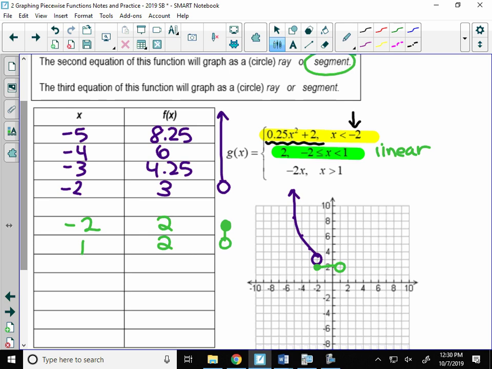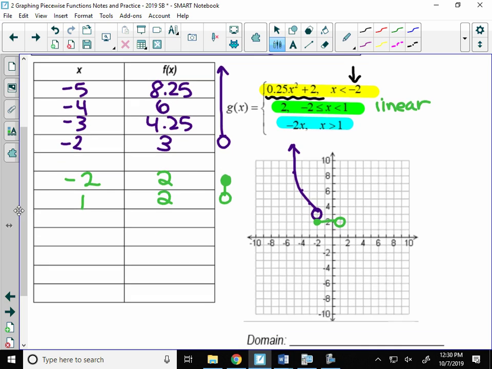All right, now the last one. Is this last function a ray or a segment? It's a ray, again because there's only one number. Now, because it's a ray, you need to plot as many points as will fit on the grid. Okay? Because we can't just do the endpoint and then guess. We have to plot it accurately.